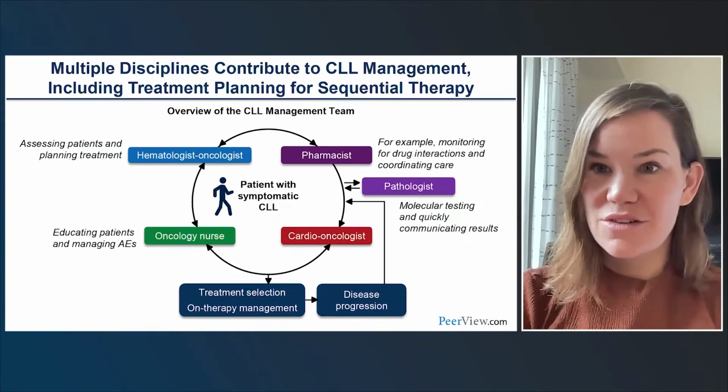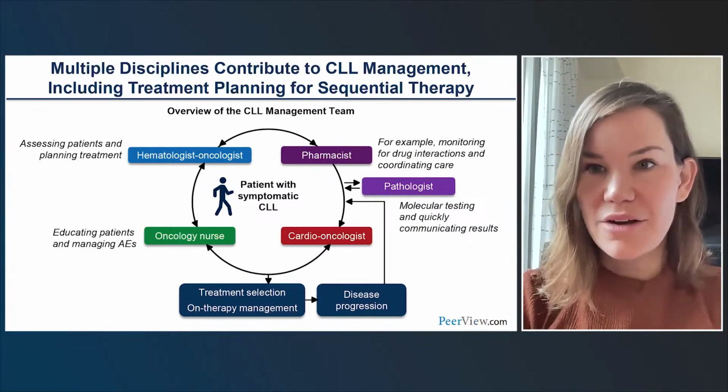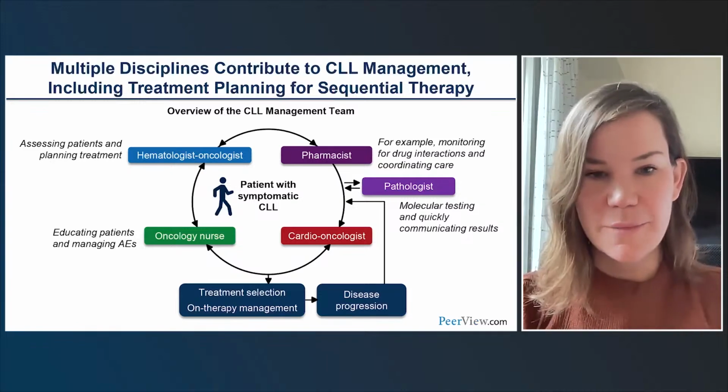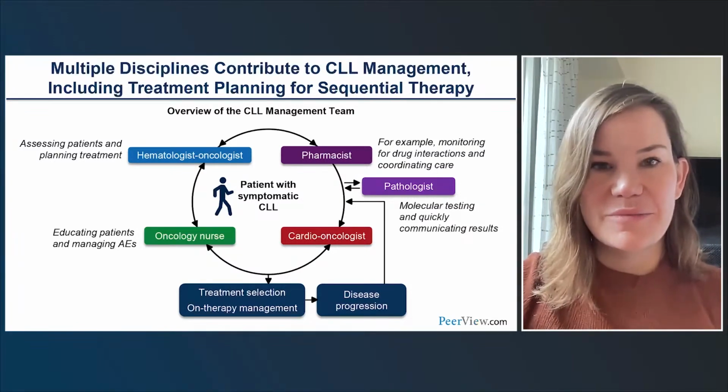And just to emphasize what Dr. Thompson said, I think it's very important to send our prognostic testing not only prior to the first therapy, but also at subsequent lines of therapy, given that these things can evolve.